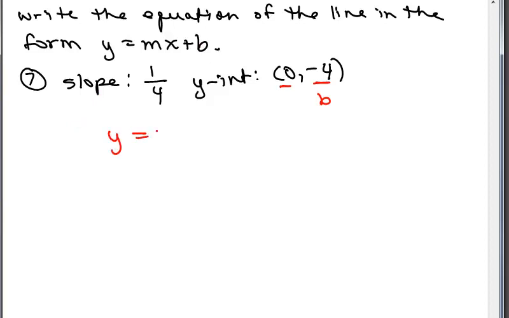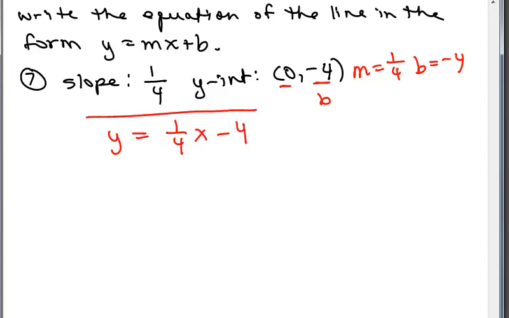You put in 1/4 for the slope. This tells you that the slope is 1/4. And b equals negative 4. You just directly plug it in. 1/4 x minus 4, and you are done, because I'm giving you the slope, I'm giving you the y-intercept.